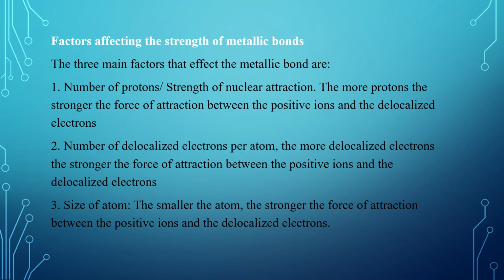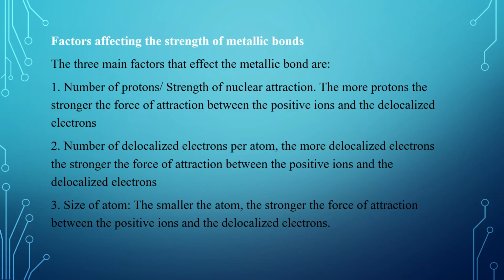Factors affecting the strength of metallic bonds. The three main factors that affect the metallic bonds are: the first factor is the number of protons or strength of nuclear attraction. As the number of protons in the nucleus increases, the positive charge of metal ions increases. This leads to a strong attraction between the positive ion and the delocalized electrons. Therefore, metals with more protons generally have stronger metallic bonds.